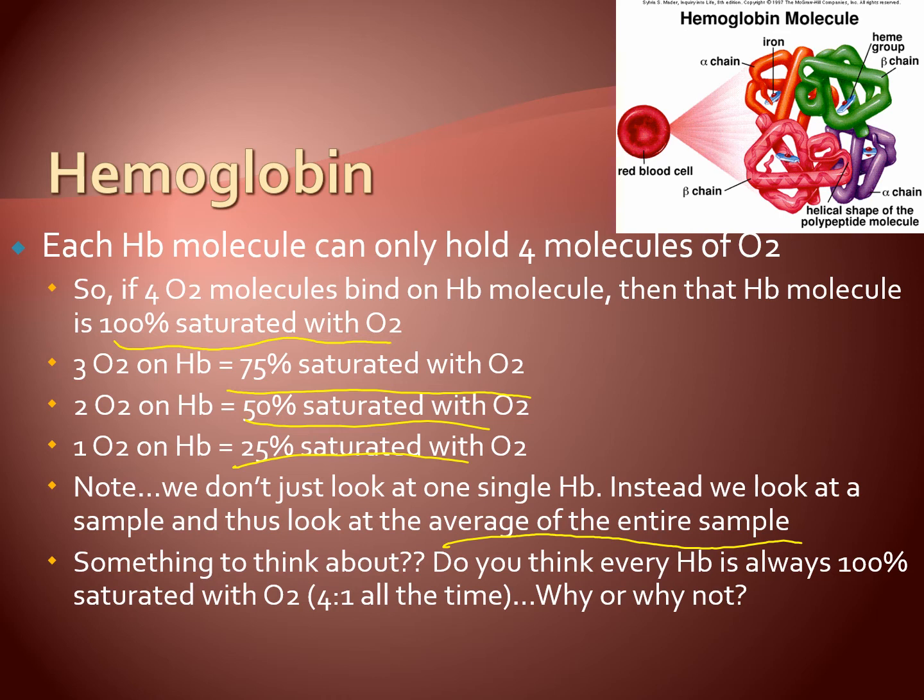What's the average, right? That's why when you get an oxygen level, it's not 100%, 75%, 50%, 25%, which hopefully you would never see, but we're looking at the average of the entire sample. That's why you'll see someone's saturation levels at 92% or 97% or 88%. It's different because we're looking at an entire sample and not just one single hemoglobin molecule. So do you think every hemoglobin is always 100% saturated with oxygen? Why?